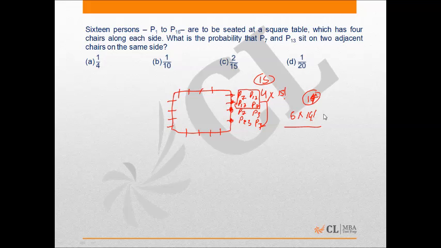So the required probability will be equal to the number of favorable ways upon the number of total ways. Favorable ways is 6 into factorial 14 and the total number of ways is 4 into factorial 15. This is equal to 1 by 10. Therefore option B is the correct answer.